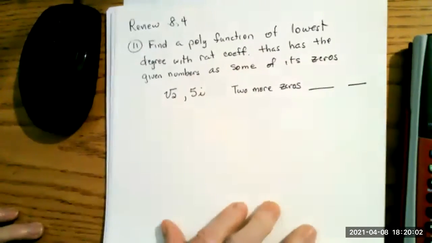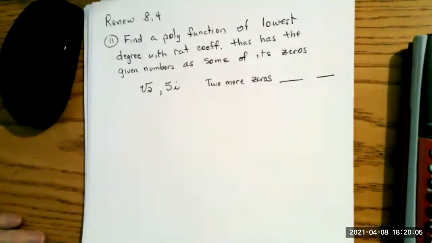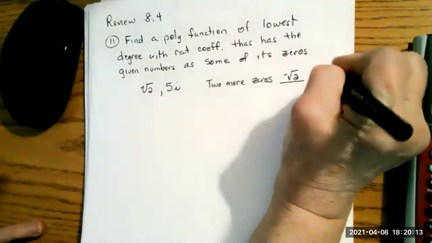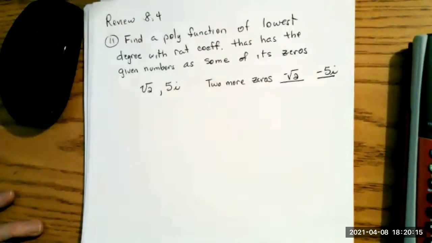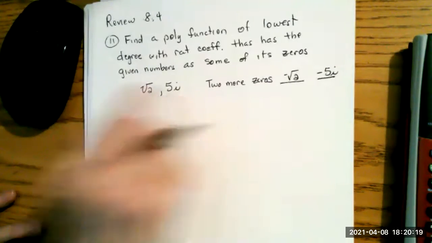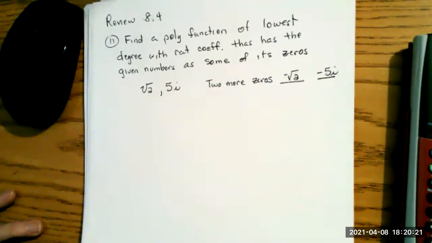Can somebody tell me what the other 2 zeros are? It's just going to be negative square root of 2 and then negative 5i, because they have to be conjugates of the 2 that we have. If they're square roots or i's, they're going to have conjugates. If they're plain old rational numbers, they won't. But if they're square roots or i's, they will.